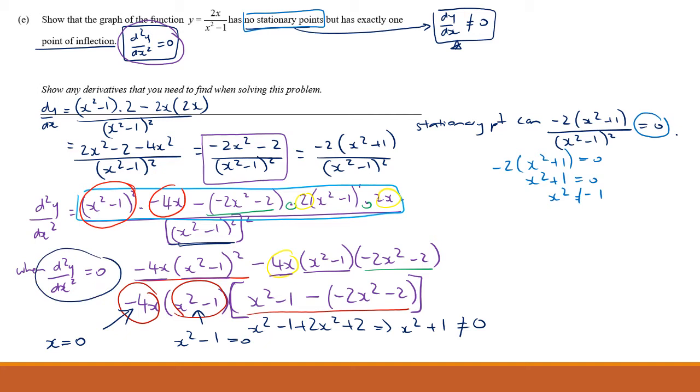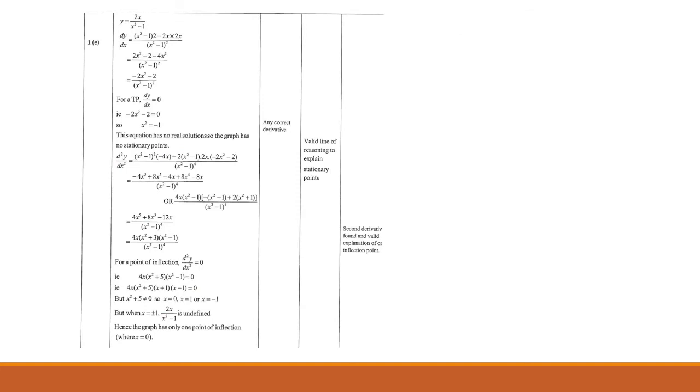Hopefully that makes sense. I understand this question is quite tricky, and the maths involved is quite heavy, especially the content. But any sort of correct derivative gave you an achieve. So any version of these ones, any of that was an achieve tick. A valid line of reasoning or explanation.